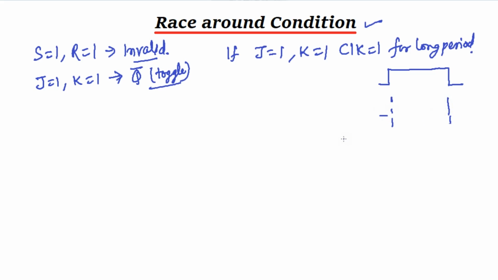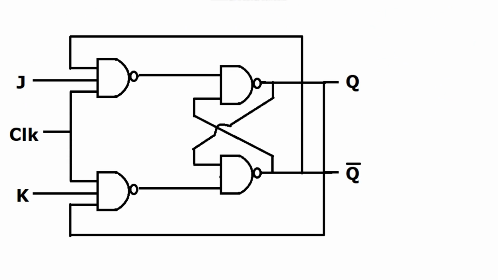Now we know that the output changes from 1 to 0. Toggle mode means the output will change from 1 to 0 and from 0 to 1. This creates a disturbance in the output, an uncertain situation. How does it get created? If we think about this JK flip-flop, which we have made with the help of NAND gates, let us think about the clock pulses.